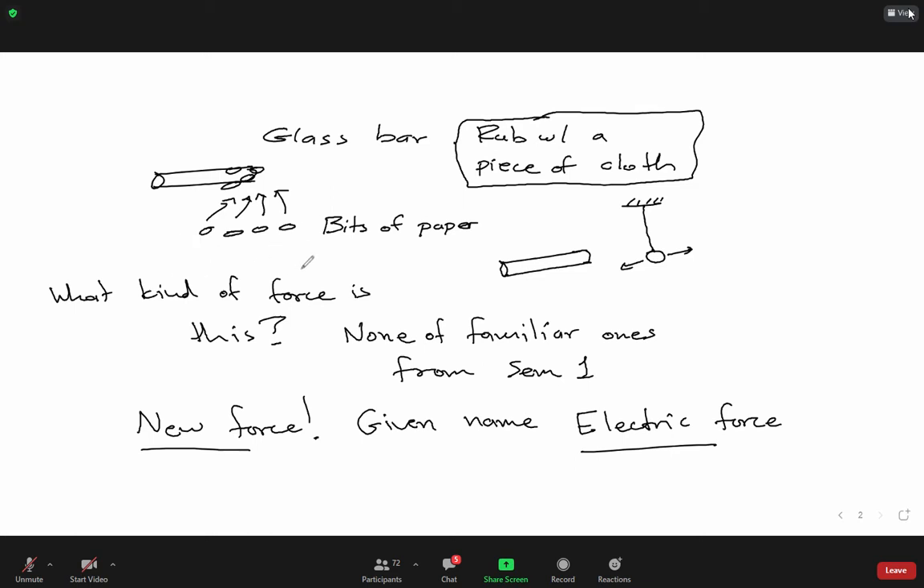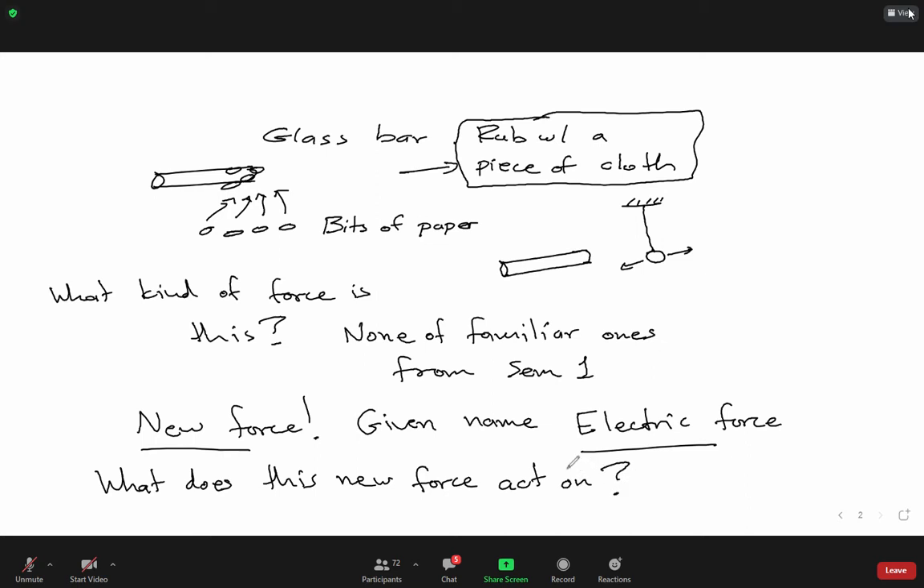Now, interestingly, the electric force is not always there. If I didn't do this step, the electric force wouldn't be present. It shows up after I do this. So apparently the electric force is not acting on everything all the time. So we can ask, what does the electric force act on? What does this new force act on?